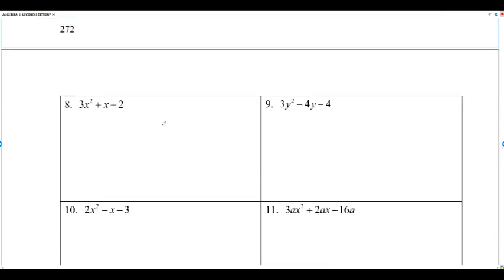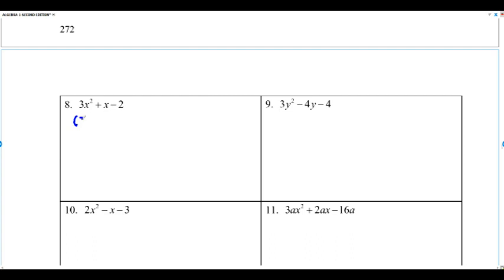For example, over here, number 8. This 3 is not equal to 1, right? So 3x squared plus x minus 2. Maybe you can find the factored form by factoring with trial and error, okay? Maybe you can try this one.